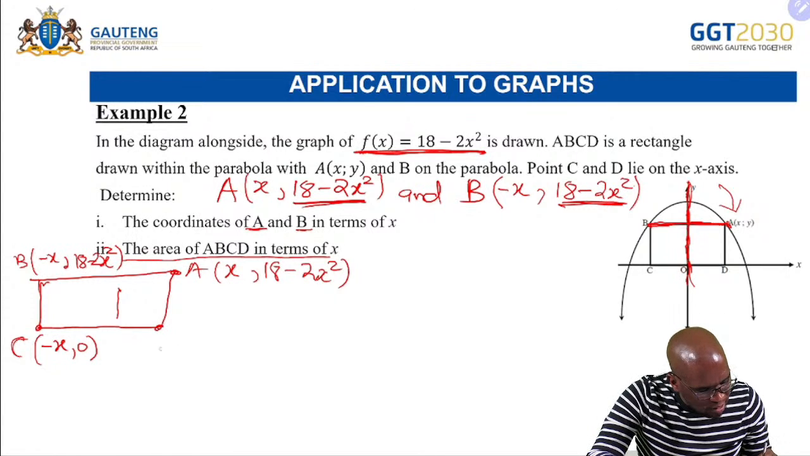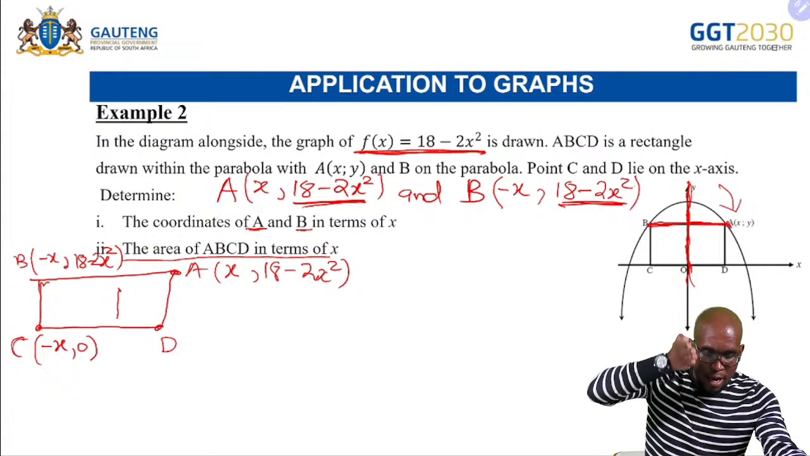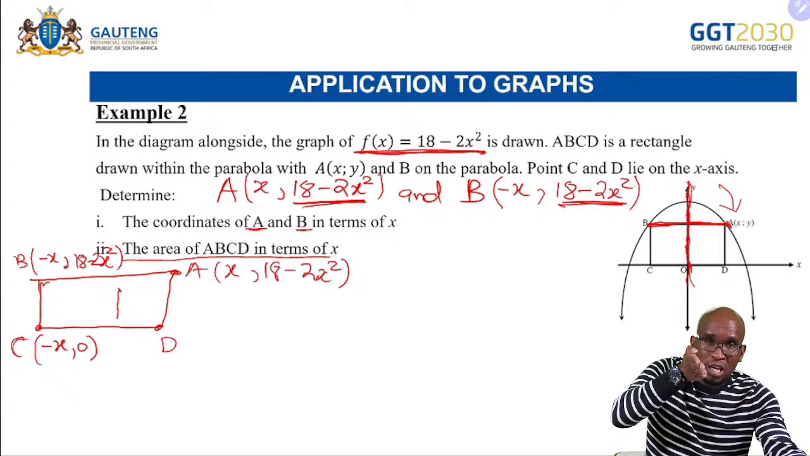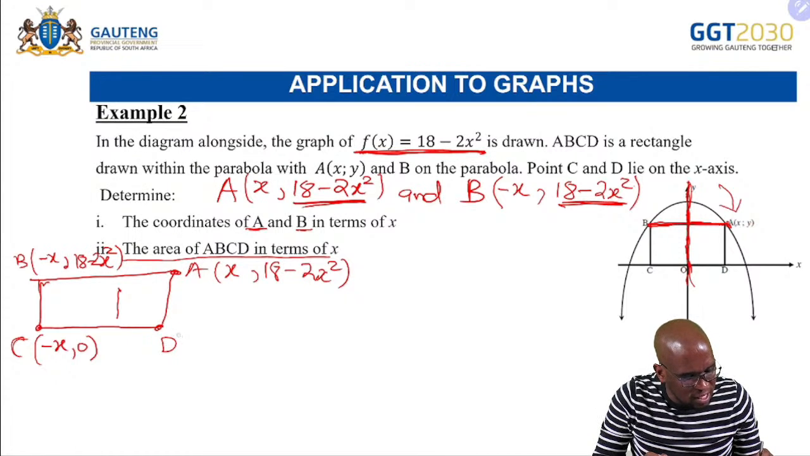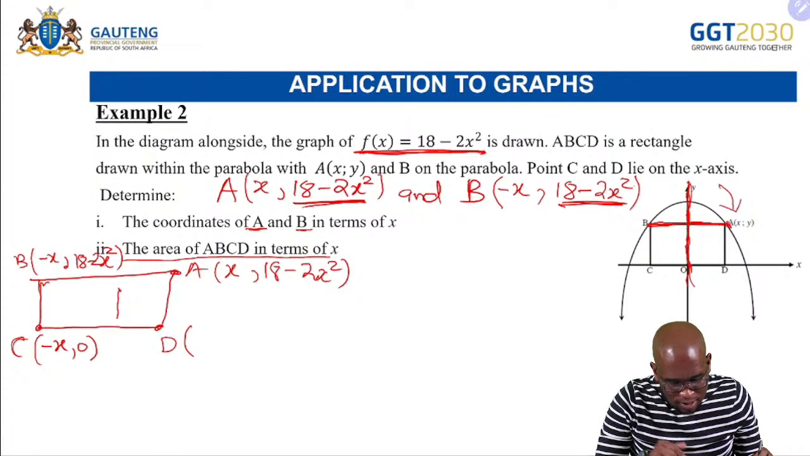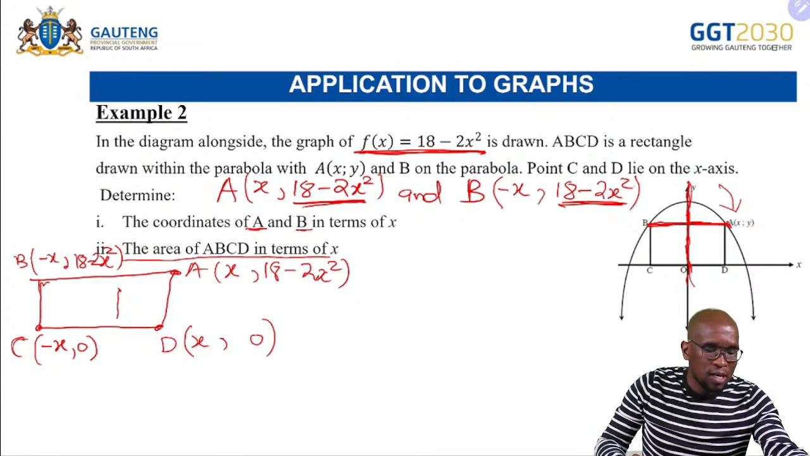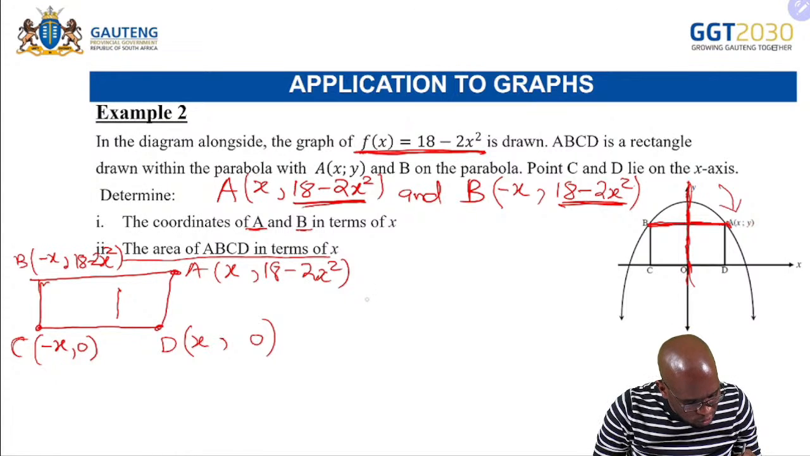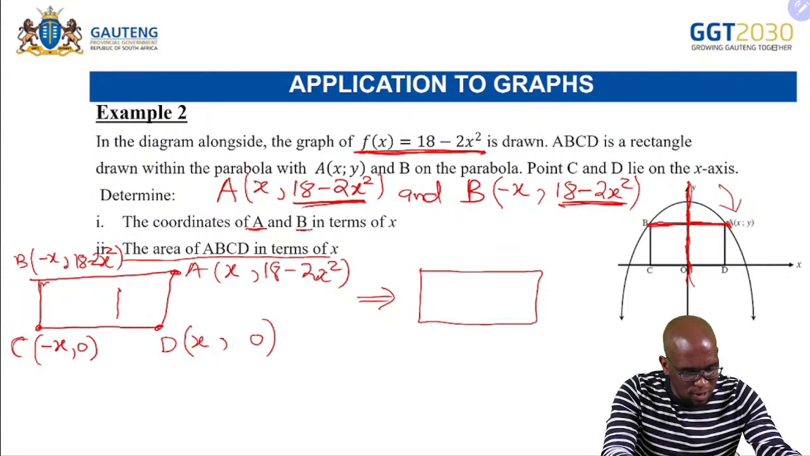Similarly, when we go to point D, AD is a vertical line, and along line AD, x is not changing. It is only y that is changing. So the abscissa at A should be the same as the abscissa at D. The x value at A should be the same as the x value at D, because along that line, x is not changing. But this point is also on the x-axis, which means that the y value equals 0, and the x value in this case is x. So we have all the coordinates of the rectangle ABCD, which means that we can work out the length as well as the breadth of this particular rectangle.